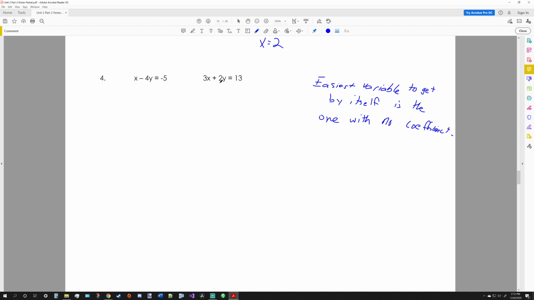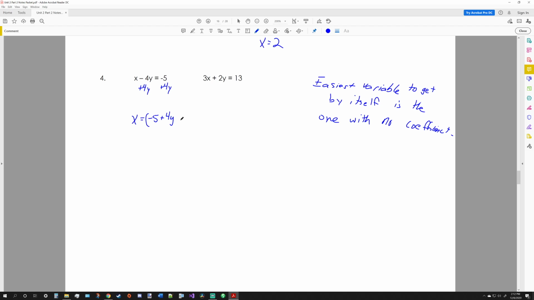So if we look at this, y has a coefficient of positive 2, this x has a coefficient of 3, this y has a coefficient of negative 4, this x, there's no coefficient written. So it's like a coefficient of 1. That's going to be the easiest one to get by itself. And so I want to get everything else away from it. So if this is minus 4y, I'm just going to add 4y. That gives me x is equal to negative 5 plus 4y. Now I have the x by itself.